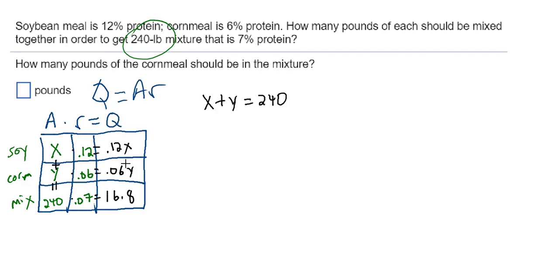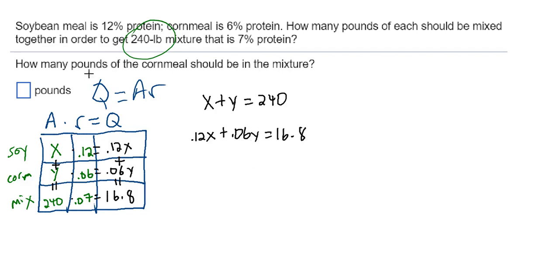For the second equation, it's from the quantity. The quantity of protein in the soybean meal plus the quantity of protein in the cornmeal should equal the total amount of protein in the two mixed together. So I'll have 0.12X plus 0.06Y equals 16.8.